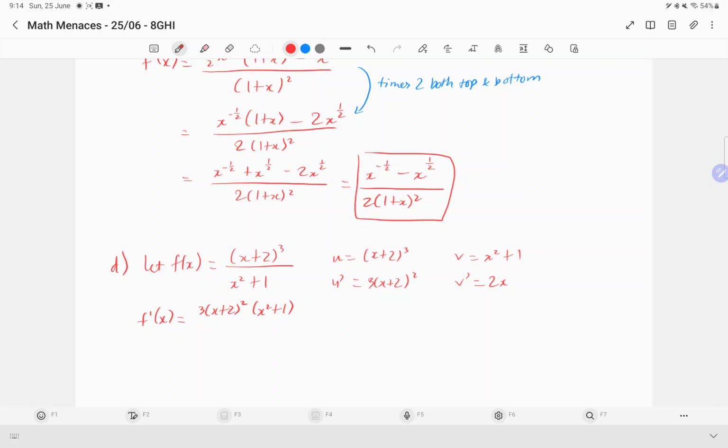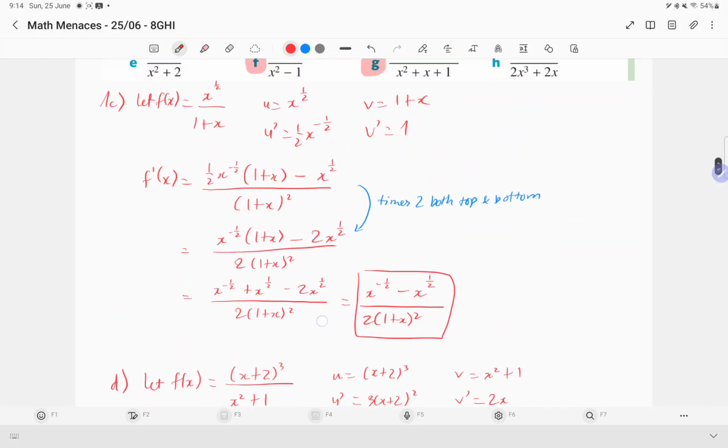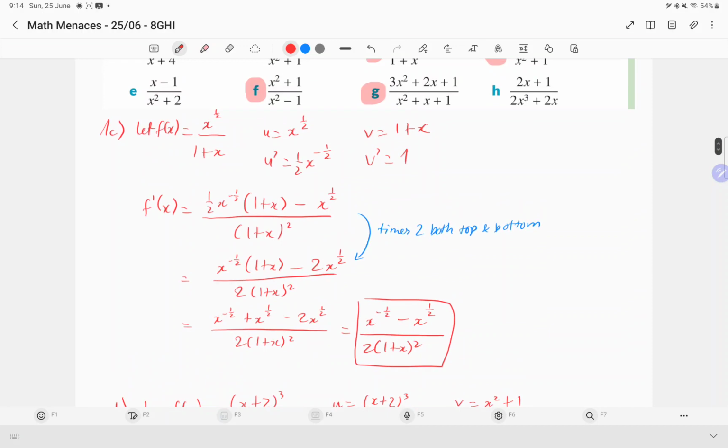Any questions, Sarah, on 1C? Can you scroll up slightly? Which part of 1C do you want me to go through? I don't know how you got that. I think I just did it in a different order. Which one? The first line, so I got confused. This one? Yeah. So remember, it's always u dash v, and then minus u v dash. You always derive u first. It will always have to be in that order.